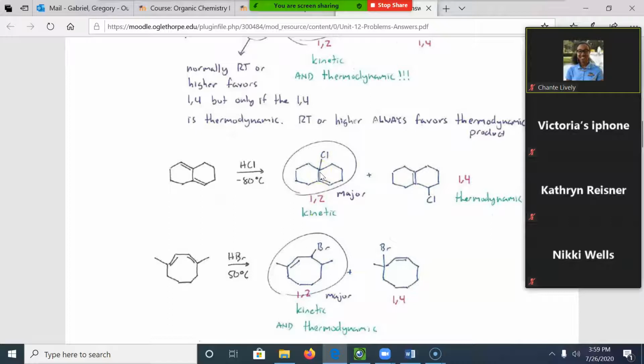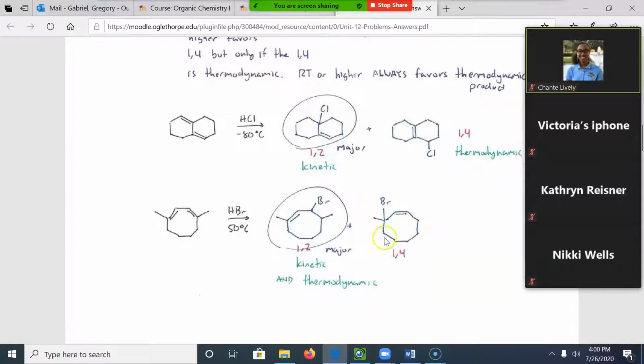The thermodynamic is definitely different because see how it's tetrasubstituted? This is definitely the more stable product. But because at low temperatures you get trapped, right? You get trapped in that valley and you can't go back. You're going to favor the kinetic product. We got trapped because we don't have a high enough temperature to equilibrate.